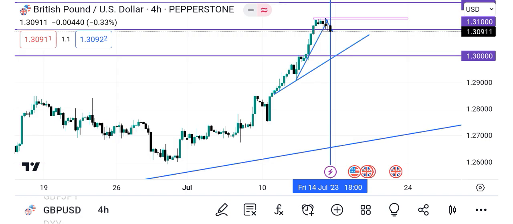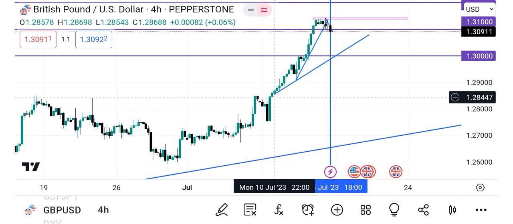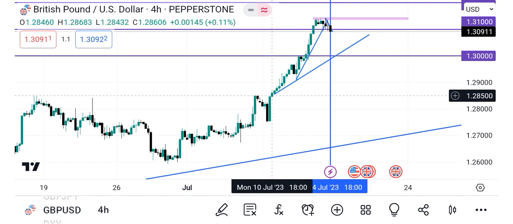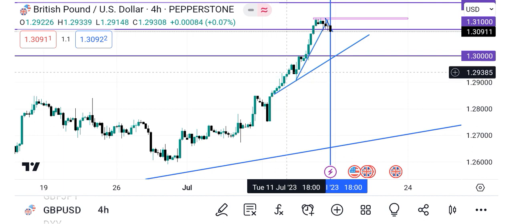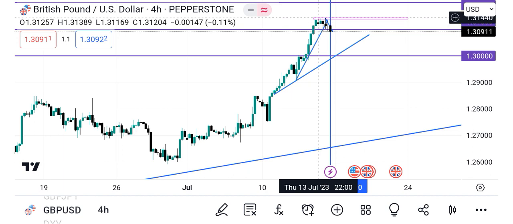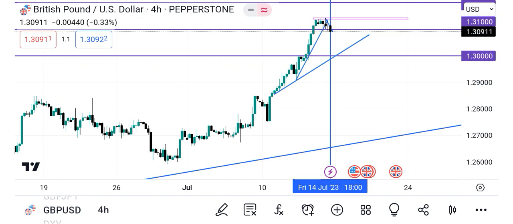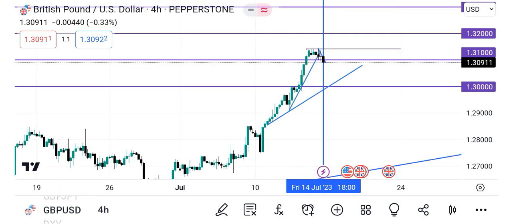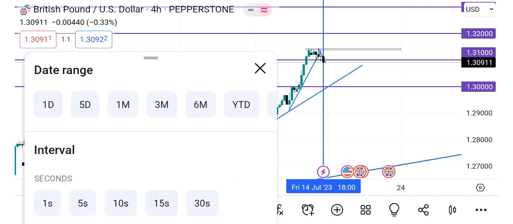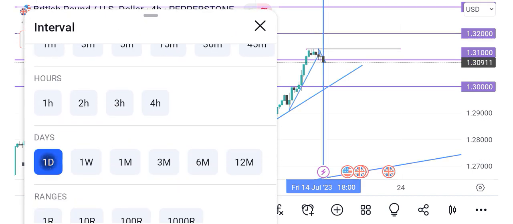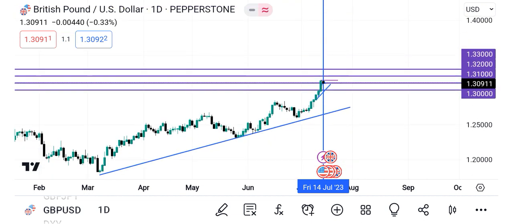For GBP USD, price has been in an uptrend, a bullish run, for a very long time, all the way from here, which was our previous point of interest, 1.28500. Price has been bullish since then. Right now, we are trading below 1.31 thousand. So basically, if we go up to the daily time frame, which I'd like to start my analysis from, it's just a bullish run, nothing more.